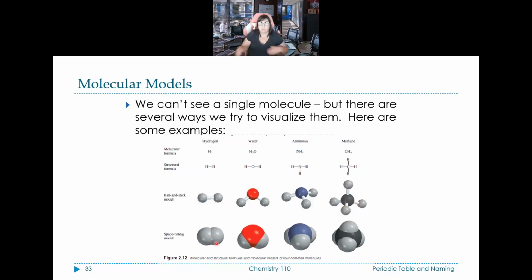But that's not a space-filling model. Now that we know that these things have particular shapes in 3 dimensions, then we can talk about what a space-filling model looks like, and that gives us a better idea of how much actual physical space that thing occupies with its electron cloud. Okay?